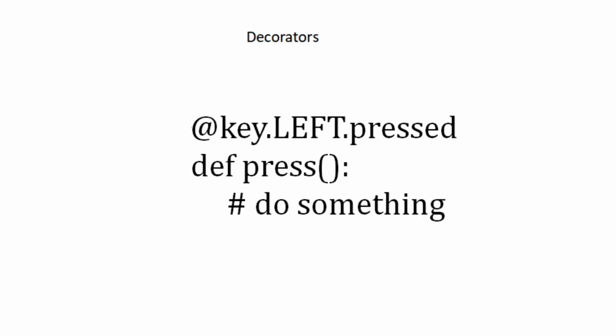This method uses something called decorators. Decorators provide extra functionality to the user-defined function. As shown in this example, a decorator starts with an @ symbol. A decorator is always mentioned just above the function definition line. In this example, the press function will be called when the user presses the left arrow key. The decorator used in this example is part of the PyLeap library we're using throughout this project.